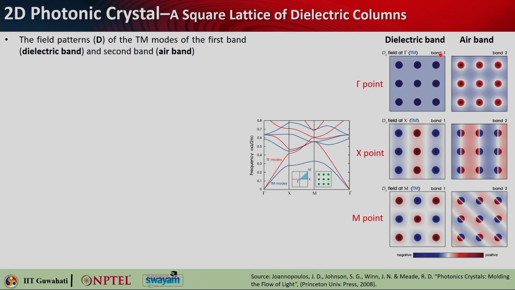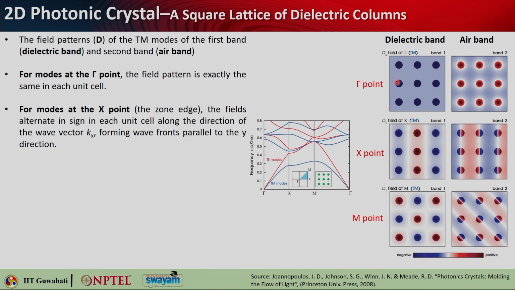So, this is band 1. You can call this the dielectric band. These are the 3 points gamma, X and M we are showing, and this is band 2 for the TM mode. This also corresponds to gamma, X and M points. Now, for modes at the gamma point, the field pattern is exactly the same in each unit cell. You see, there is no difference. The field pattern in each unit cell is exactly the same.